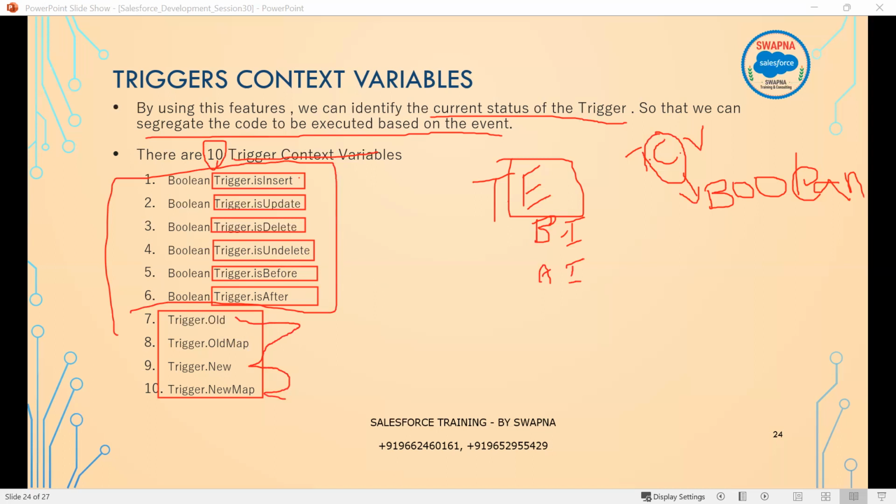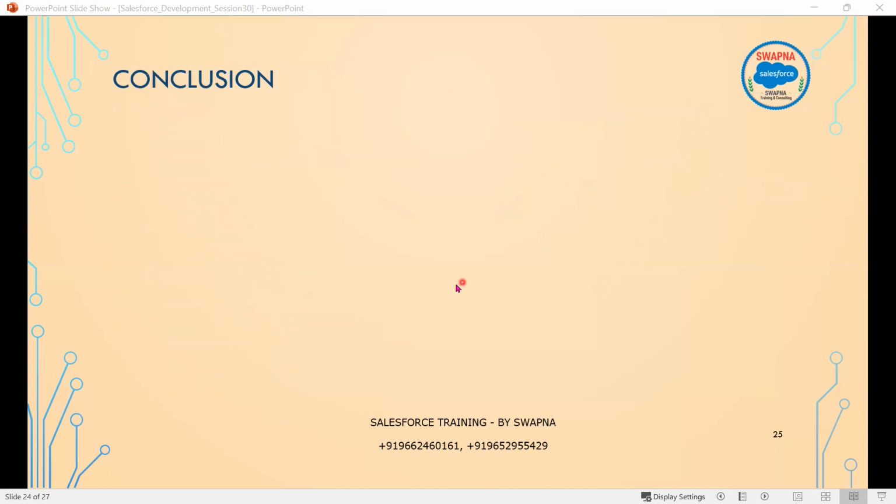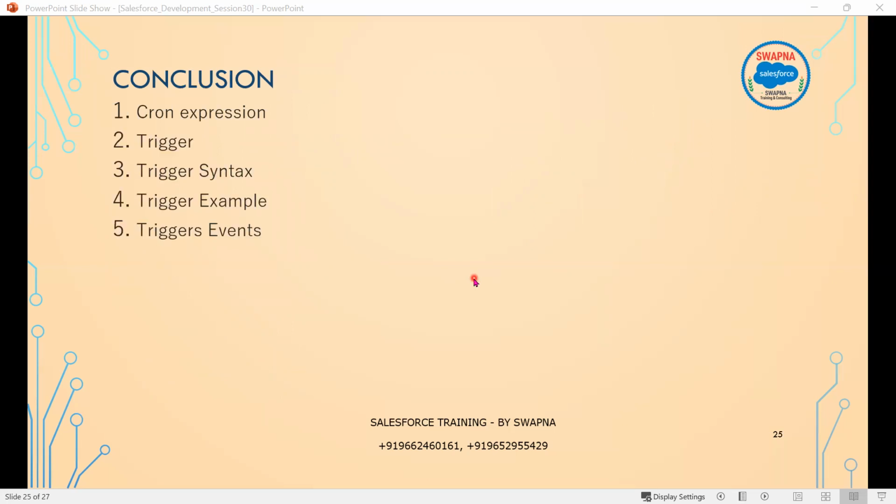We will see this more tomorrow. For now, this is trigger context variables. What did we learn so far? Cron expression, triggers, syntax, events, and context variables. So that's what we have seen. Whatever we have discussed today, at least you will get one interview question out of it.